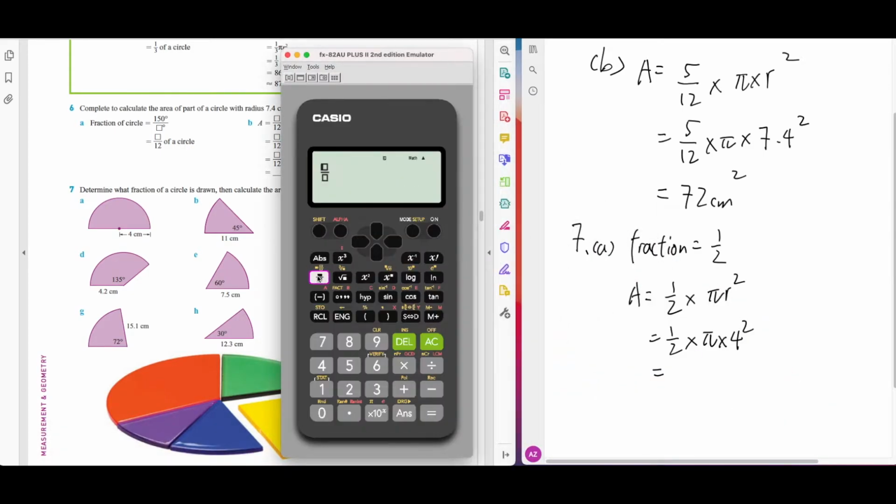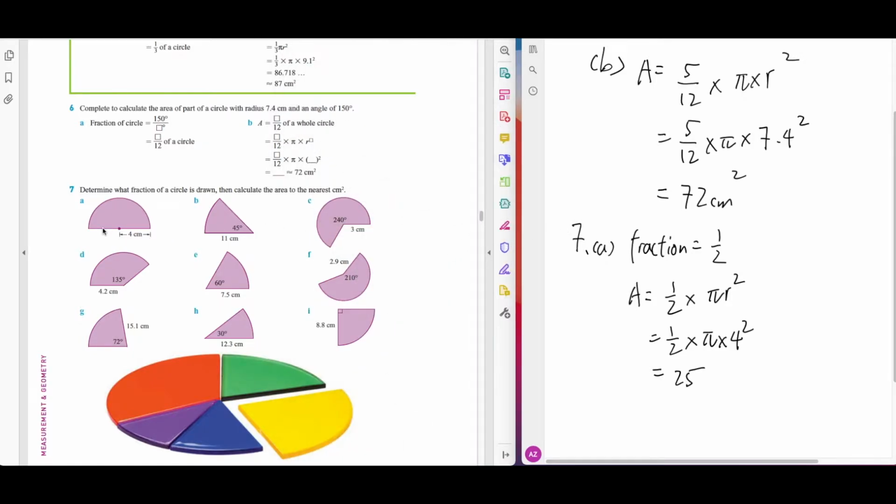So half times pi, shift pi, times 4 squared. What does this give you? 25. So nearest number is 25. And once you get the answer, write the units. So what's the units? The units is centimeter squared. Right. So that's that.